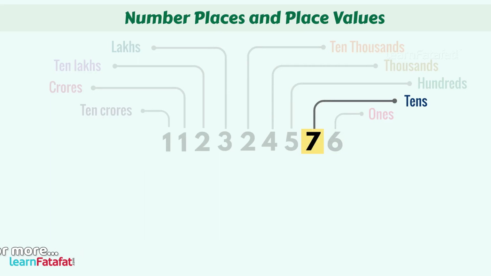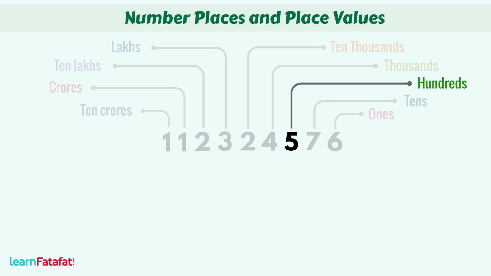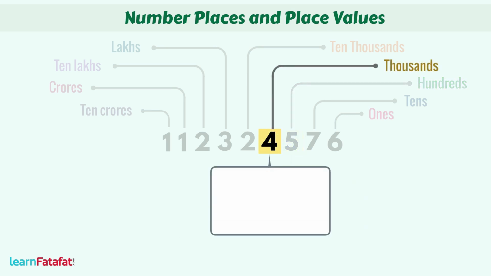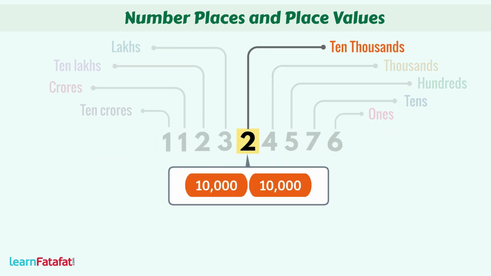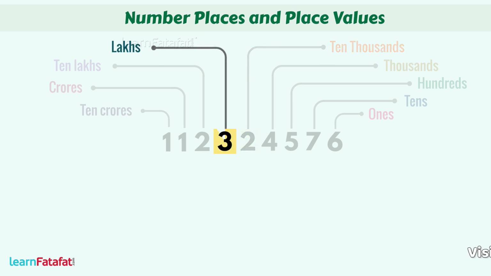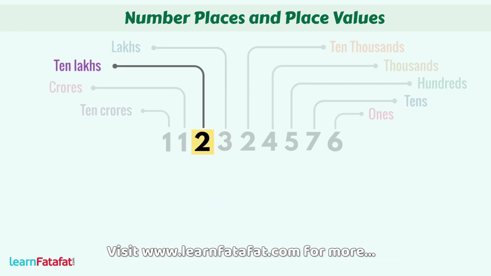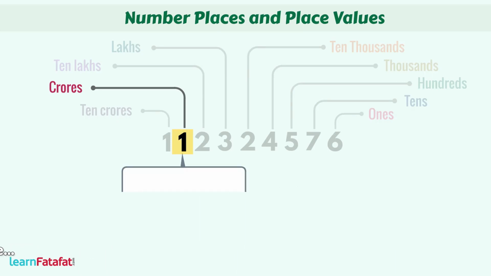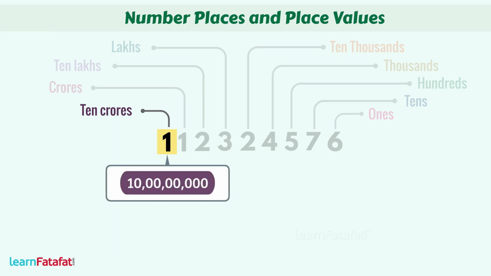A digit at tens place indicates groups of 10. Similarly, a digit at hundreds place indicates groups of 100. A digit at thousands place indicates groups of 1000. A digit at 10,000s place indicates groups of 10,000. A digit at 1 lakh place indicates groups of 1 lakh. A digit at 10 lakhs place indicates groups of 10 lakh. A digit at 1 crore place indicates groups of 1 crore. A digit at 10 crores place indicates groups of 10 crore.